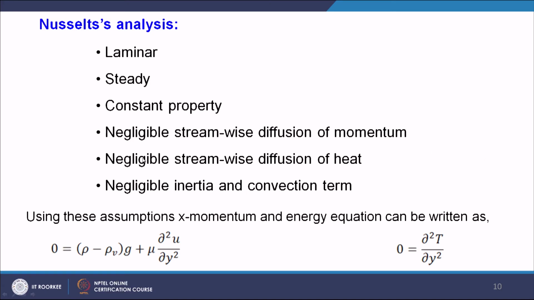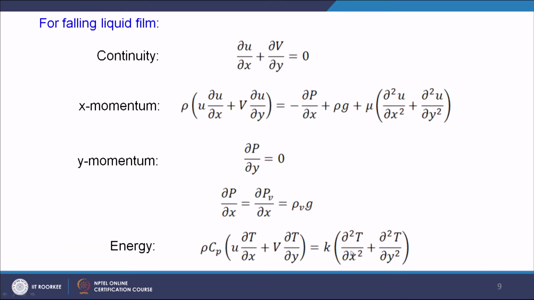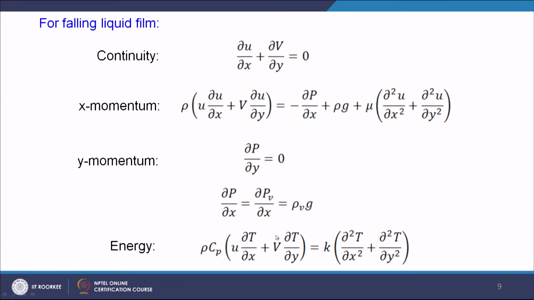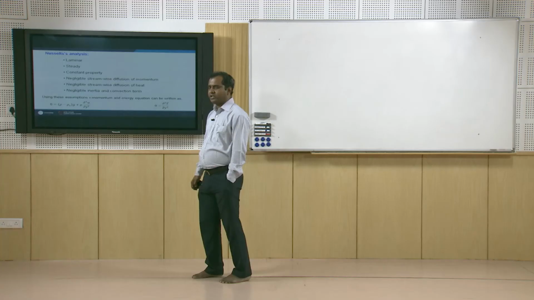So, in your energy equation you will find that del square T del x square will also go to 0, and the inertia and convection terms are negligible. This is very important. If you neglect convection and inertia, all these left-hand side terms in the x momentum equation and the energy equation cancel to 0. So our set of equations becomes very simple.